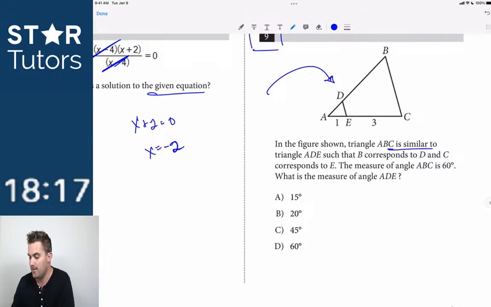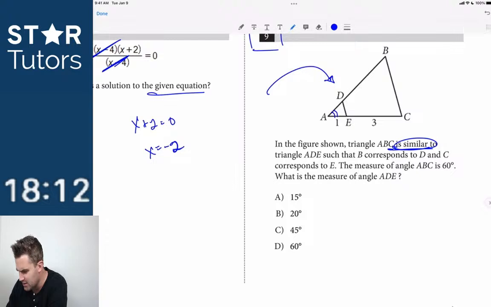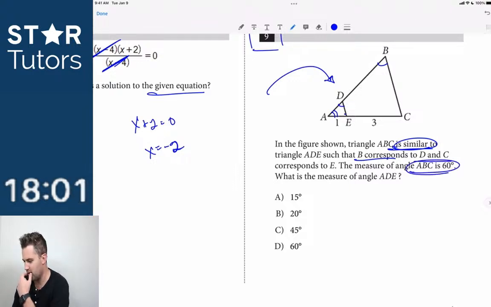So let's see, the triangles are similar. If they're similar triangles, they have equal angles. So it looks like that one's going to be equal, that one's equal, and then these guys are equal. So B corresponds to D and C corresponds, yes, that's pretty straightforward. The measure of angle ABC is 60 degrees. What is the measure of angle ADE? Am I reading something wrong here? D corresponds. Isn't that just D? Seems like a very easy question for number 9.